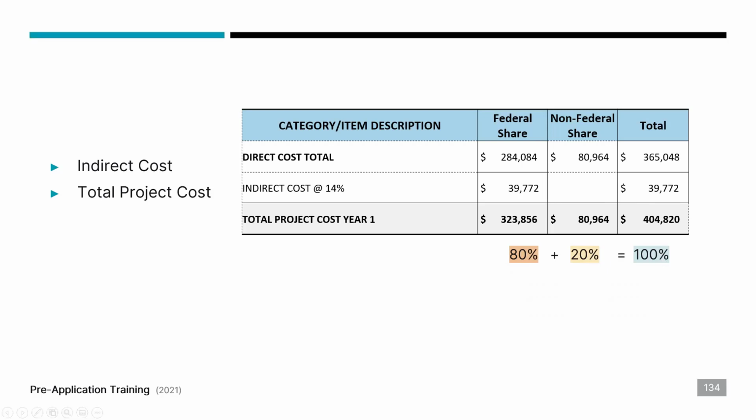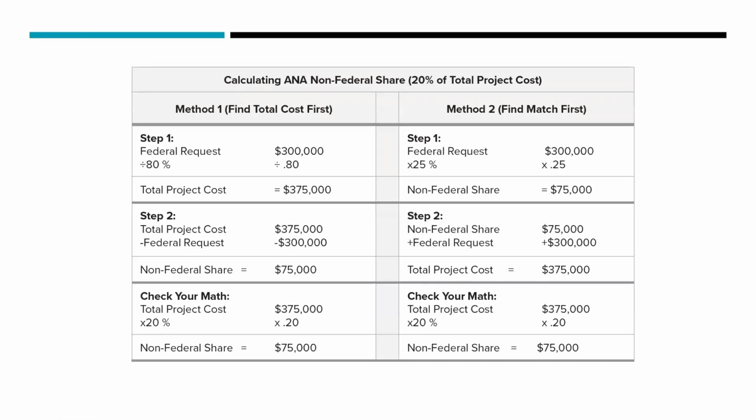So since we're talking about non-federal share, let's get into how to figure it out. Up across the top, non-federal share is 20% of the total project cost. That is the definition that is provided in the FOA, and that is the official definition. But there is also another way to figure it out. And this is the federal request. If you take 25% of your federal request, it's going to equal the same as the total project cost at 20%. It's one of those math anomalies. I'm not a math geek. I don't know why that happens, but it is just one of those things.